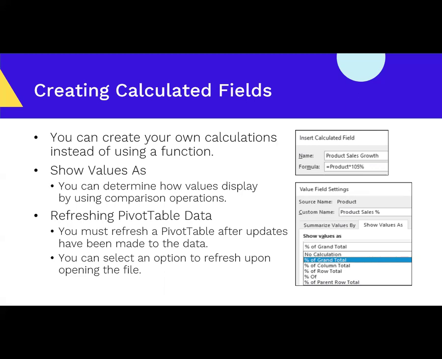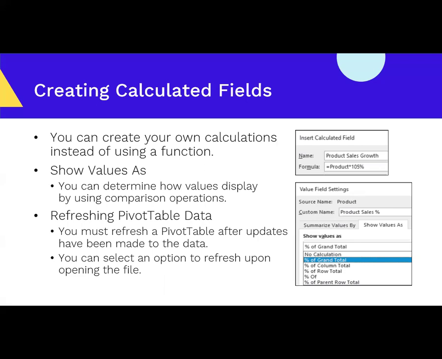So, creating calculated fields. You can create your own calculations instead of using a function. You can do show values as. You can determine how values display by using comparison operators. Refreshing pivot table data. You must refresh a pivot table after updates have been made to the data. So on that sheet's worksheet, if that data was to change, you would have to go to your pivot table and tell it to refresh.